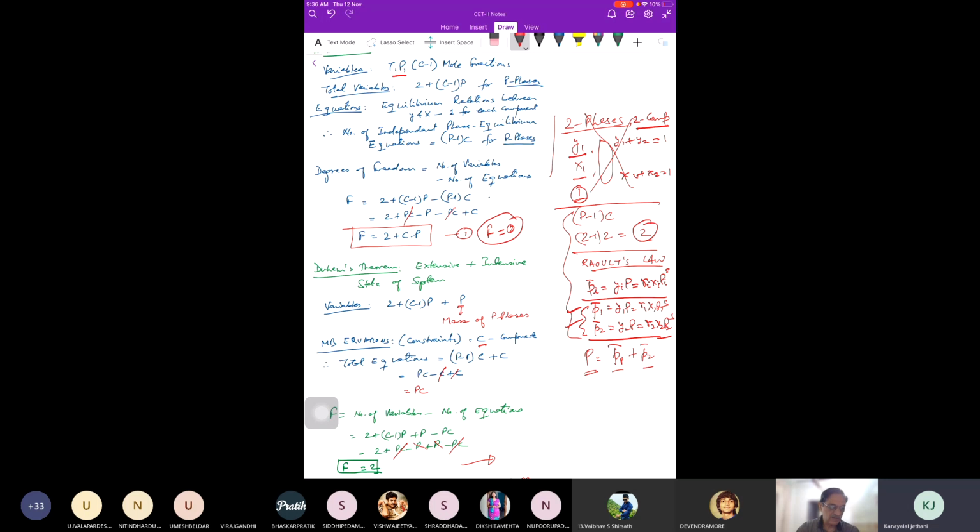Right? So mass has to be added here to make it 2. If F is equal to 1 here, then we have to specify 1 here. If it is 0 there, 2 here; if it is 1 there, 1 here. Suppose F is equal to 2 here, then it is 0 here. That means nothing additional is needed. This is the additional variables to be specified. It is used only together with the phase rule in Duhem's theorem. It cannot be used independent of the phase rule. Is that understood?